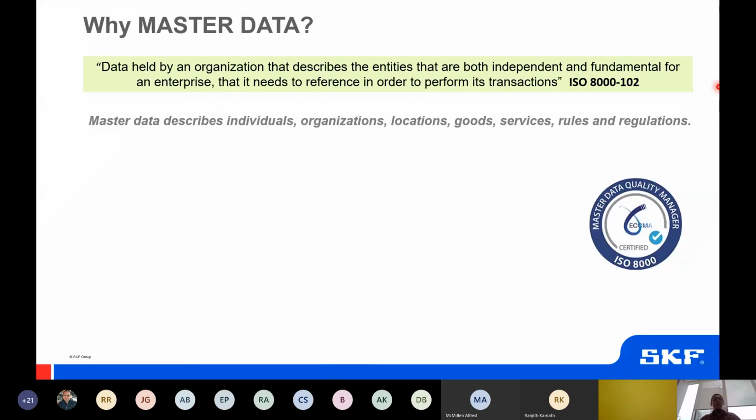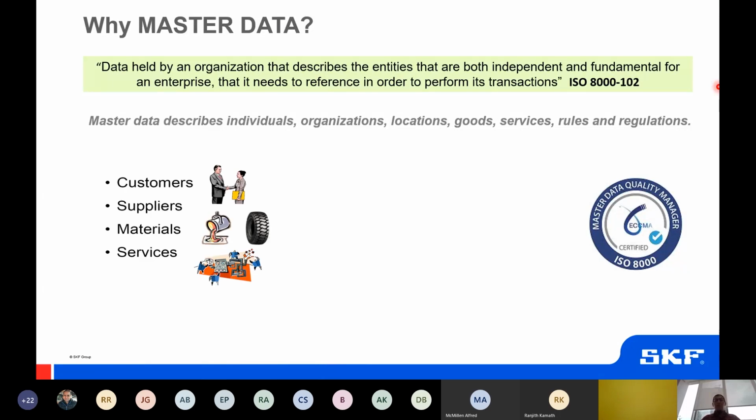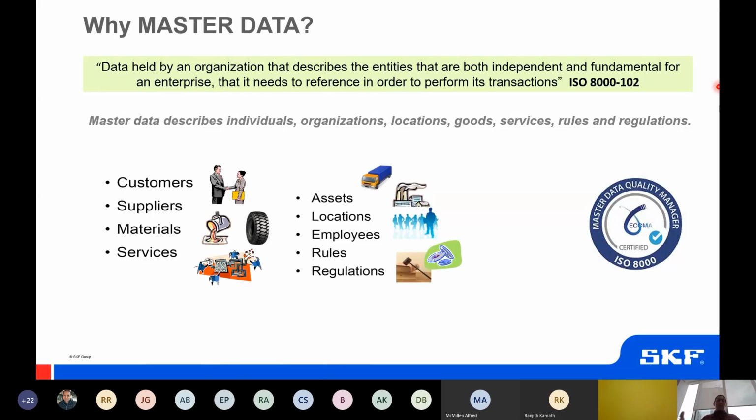Okay, so this master data can describe an individual, organization, location, or service, rules, or regulation. For example, if your organization has a supplier, then you can go for the vendor data, right? So this is something that you need to update every year or once in 2 years, something like that. Same with the materials or the service master itself. So this is what we refer to in ISO 8000.